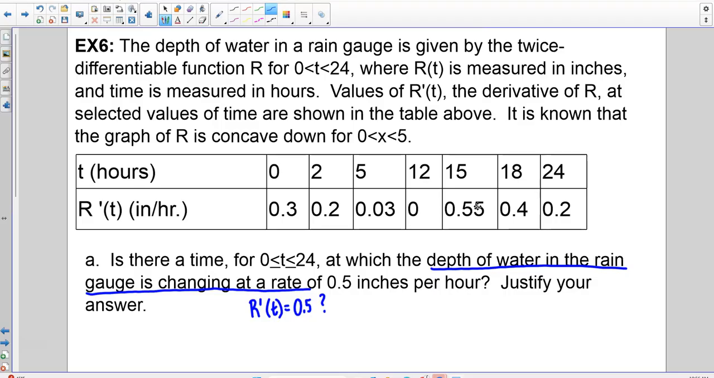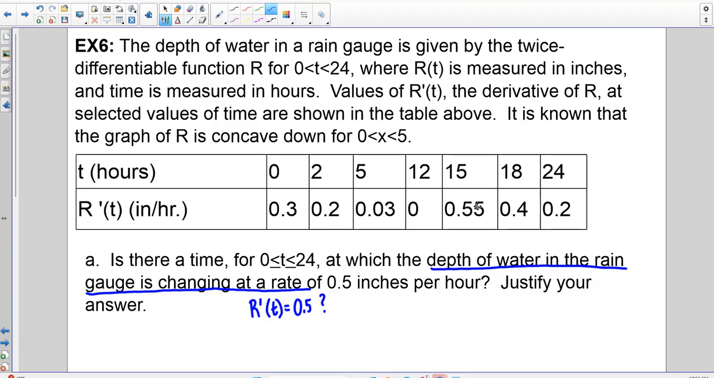But now what has to be true for intermediate value theorem to apply? We can't just throw it out there. We have to have a continuous function. Is r prime continuous? Very good. We know that r is twice differentiable, which means, if r was just differentiable, it would not necessarily mean that r prime was continuous. But r is twice differentiable, which means we can take the derivative of this function twice. So that would mean that r is differentiable and r prime is differentiable, right?